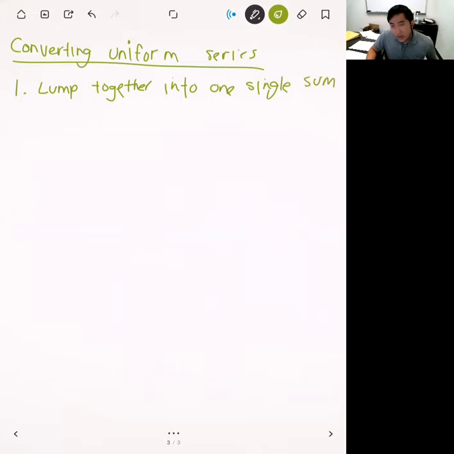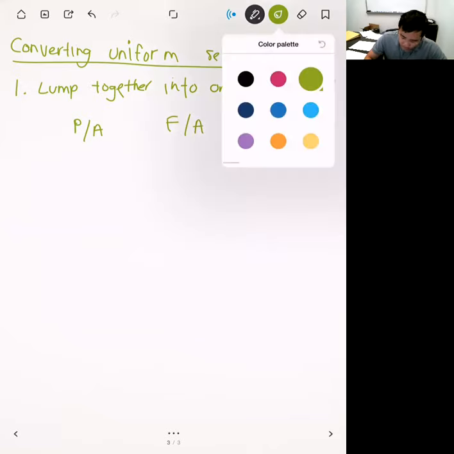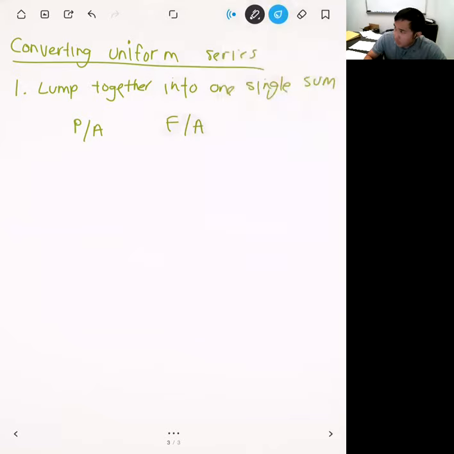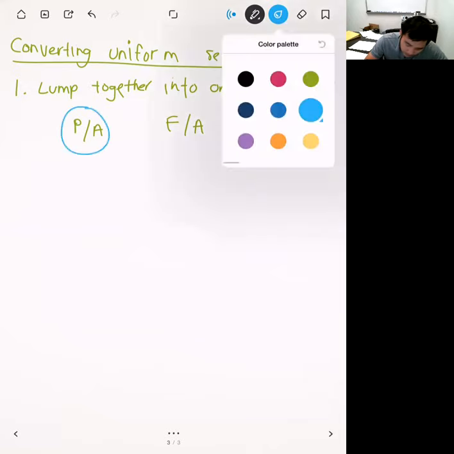Okay. Right, and so to do this, we need to convert this A, and we have two choices. We can either convert it from an A to an F, or from A to a P. And so we can either use a P over A factor, or we can use an F over A factor. All right, but for this case, since we're going to a present sum, let's go ahead and move it back towards the origin. And so I'm going to use a P over A.